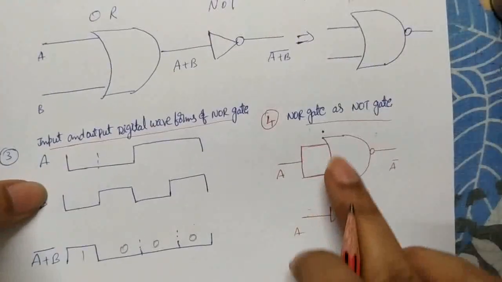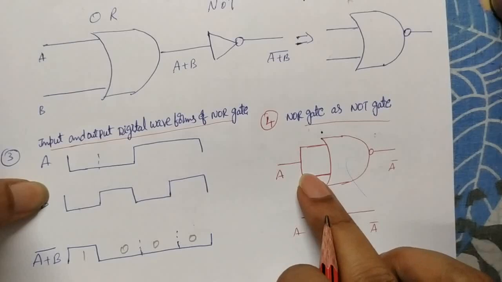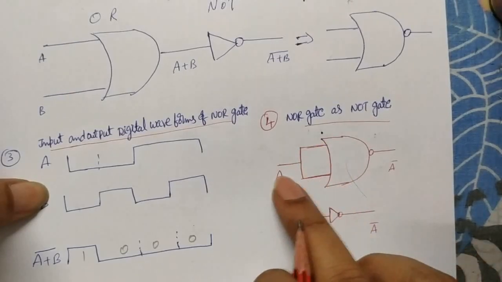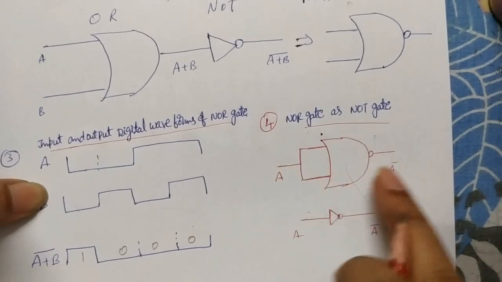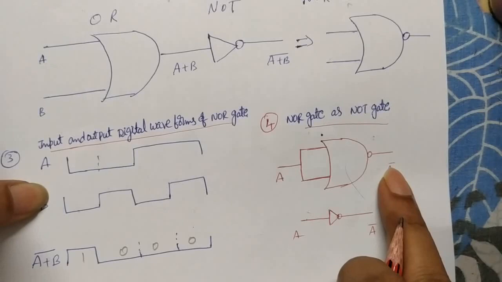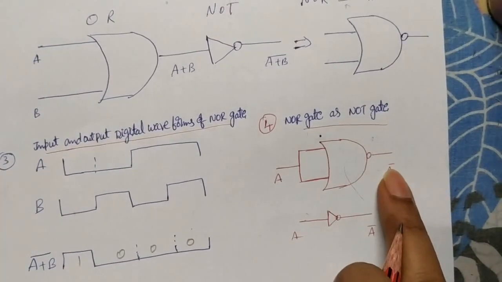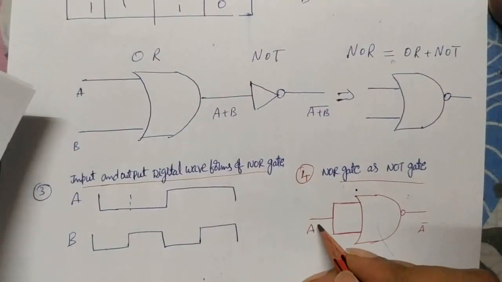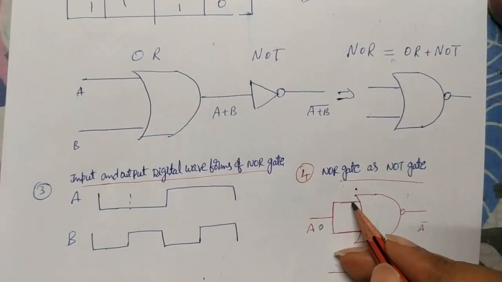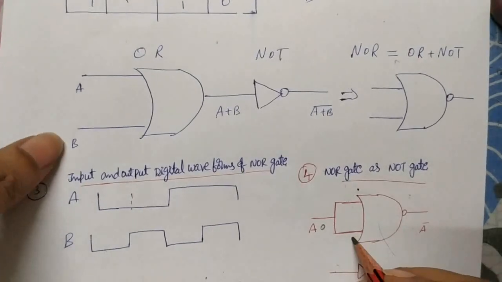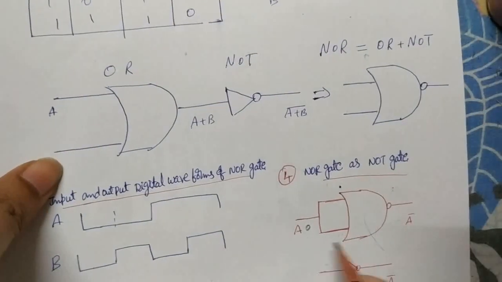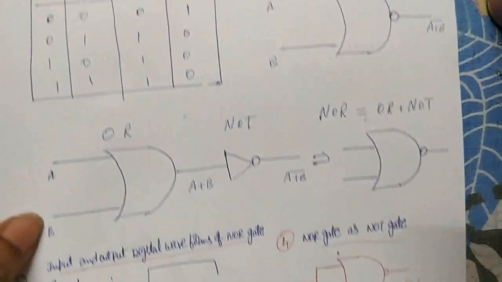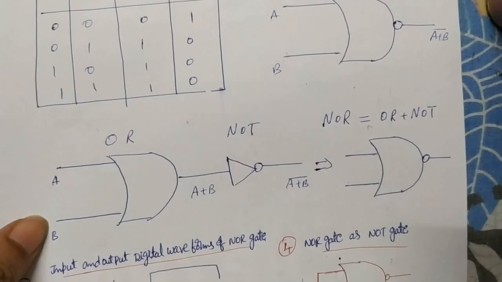Suppose the two inputs of the NOR gate are joined as a single input, then what output do you get? Exactly the opposite of the input: 0 gives 1, and 1 gives 0. To see this, if A is equal to 0, we apply 0 to both joined inputs, and we get 1 at the output. That means if we apply 0, we get 1. Suppose we apply 1, then both inputs are 1.